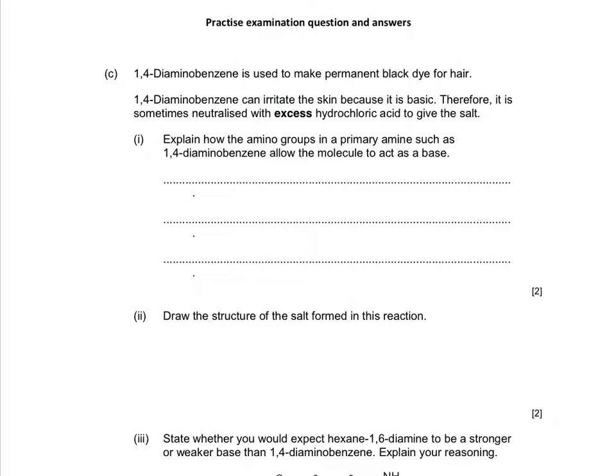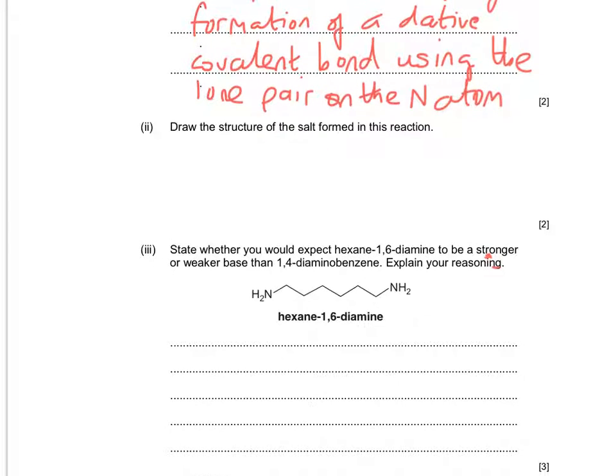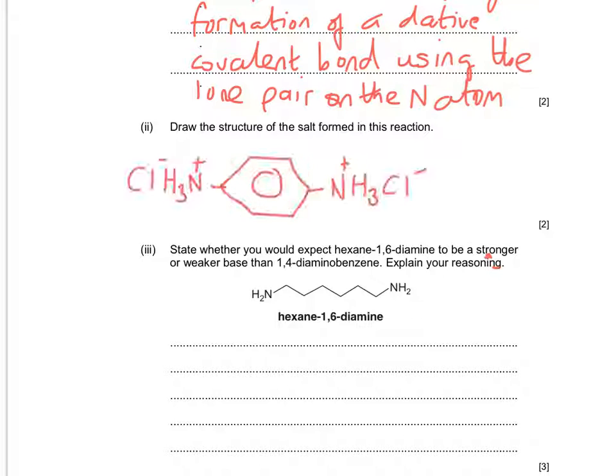This part of the question is now asking us about the basic nature, the actual basicity, of 1,4-diaminobenzene. You need to say that there's an H+ accepted from HCl by formation of a dative covalent bond using the lone pair on the nitrogen atom. There are 2 specific points made there for your 2 marks. Then they want you to draw the structure of the salt formed, because as we know, amines are bases, and bases and acids react with each other to make salts.